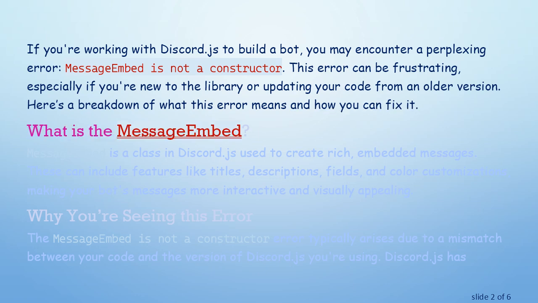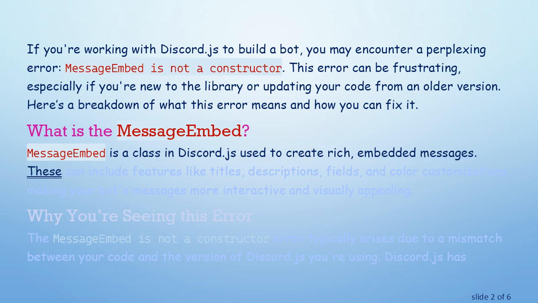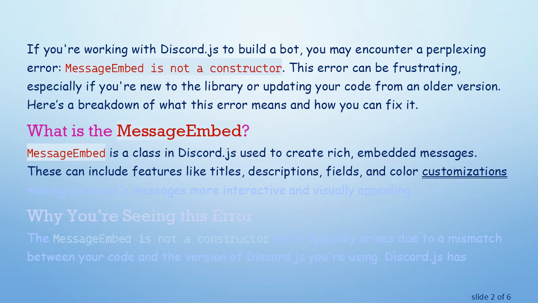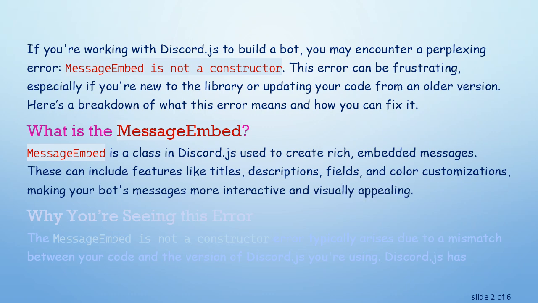What is MessageEmbed? MessageEmbed is a class in Discord.js used to create rich, embedded messages. These can include features like titles, descriptions, fields, and color customizations, making your bot's messages more interactive and visually appealing.